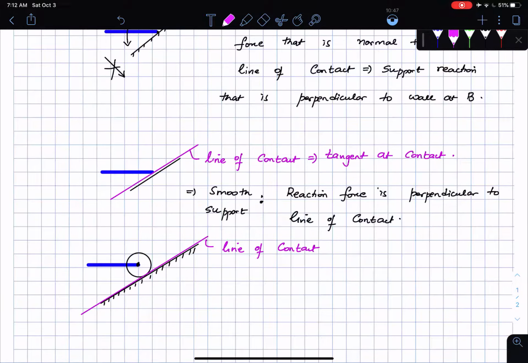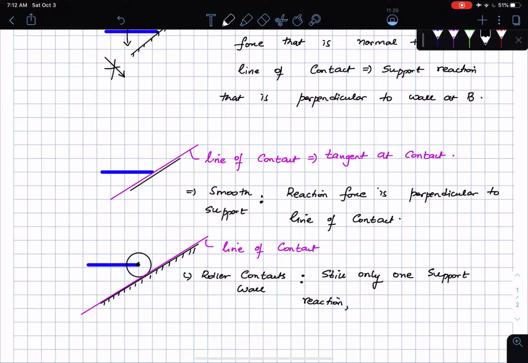What I've just done is, instead of just drawing only the beam contacting the wall, I've drawn a roller right there. So this is an example of a roller contacting a smooth surface. How many support reactions? I'm still having only one support reaction. In this case the roller contacts the wall. Still only one support reaction, perpendicular to the line of contact. Line of contact.